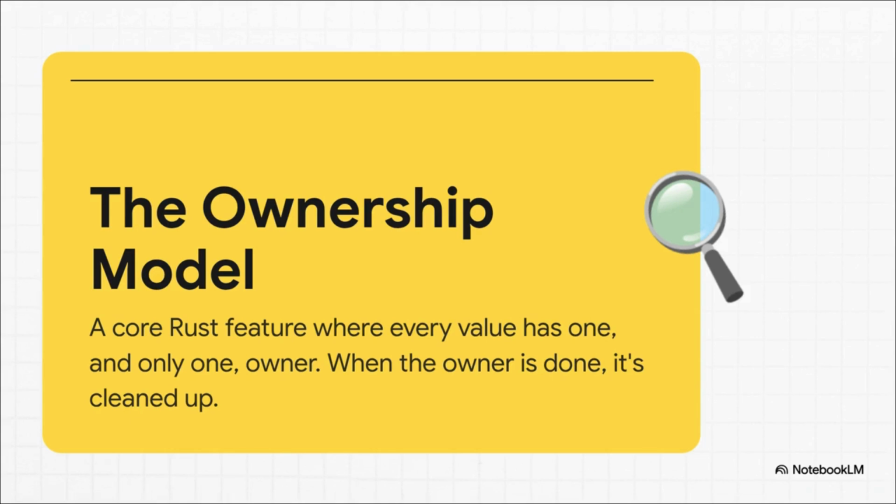Now, the core rule is actually pretty simple. Every single piece of data in Rust has one and only one owner. And as soon as that owner is finished with the data, Rust cleans it up automatically. This strict set of rules, which the compiler enforces relentlessly, just wipes out entire classes of memory bugs.